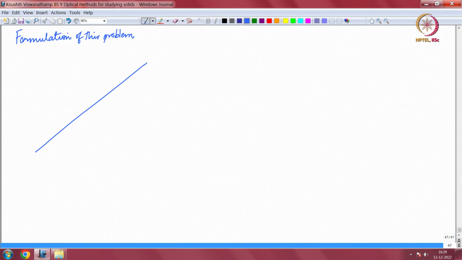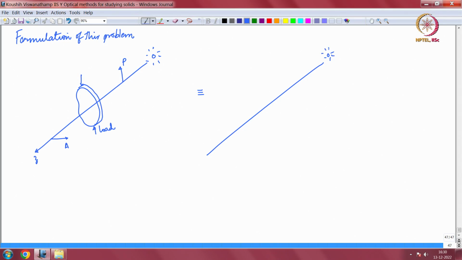So let us go back here and draw this again. This is our z axis, the propagation direction, this is our light source, and this is our P, this is our object loaded, and this is our A, the analyzer. Okay. We are going to represent this equivalently as a set of 4 axes. So this is the light source, and this symbol means equivalent, right.